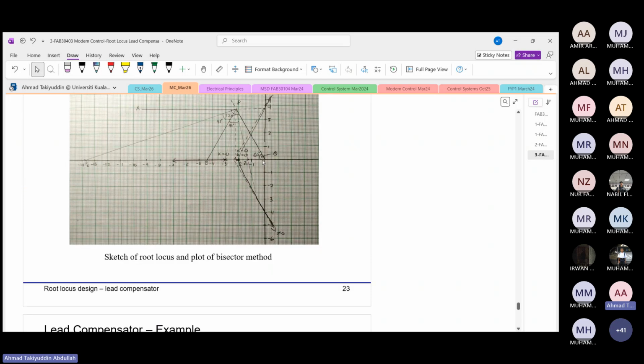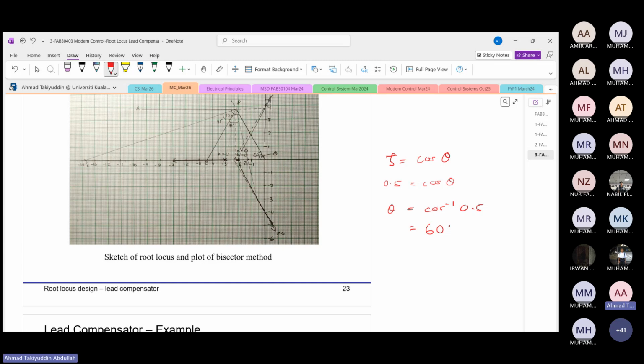So I need to find the theta where zeta is equal to cosine theta. Since zeta is 0.5, theta equals arc cosine of 0.5. Got it, guys? And the theta will be 60 degrees.